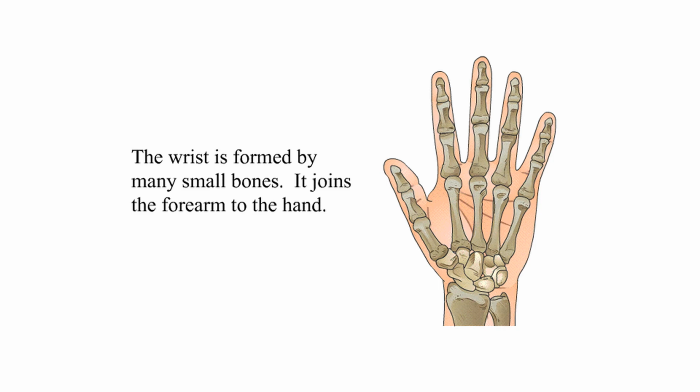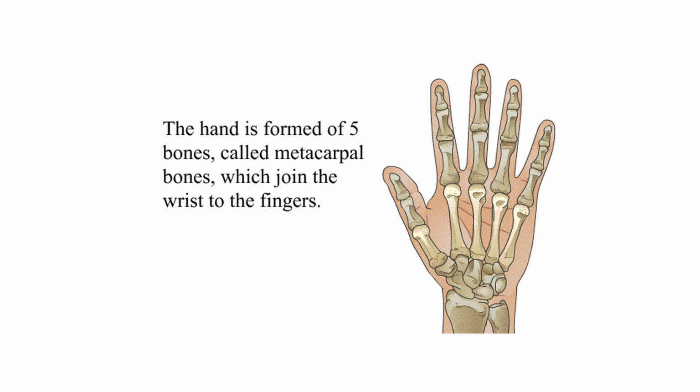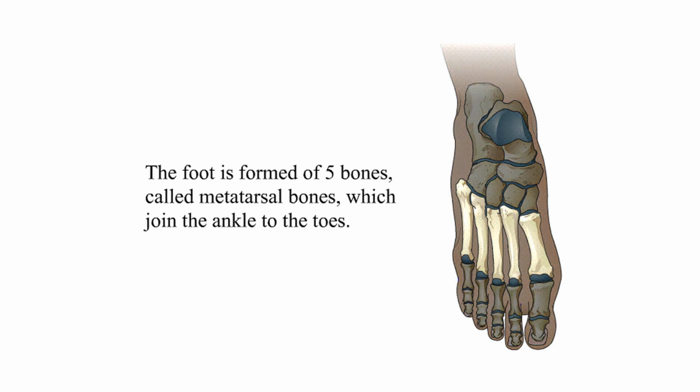The wrist is formed by many small bones. It joins the forearm to the hand. The ankle is formed by many small bones. It joins the lower leg to the foot. The hand is formed of 5 bones, called metacarpal bones, which join the wrist to the fingers. The foot is formed of 5 bones, called metatarsal bones, which join the ankle to the toes.